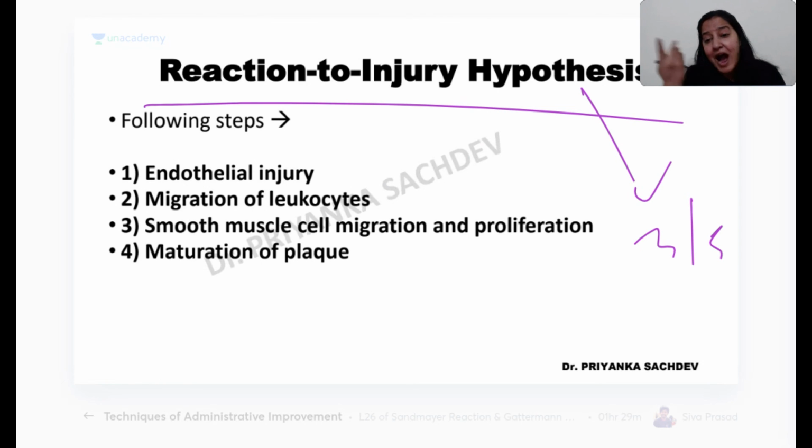What is the reaction to injury hypothesis? How is atherosclerosis formed? Now listen to it like a movie story. I'm telling you the story of a movie. So listen like this. There are 4 steps. What are the 4 steps? I will tell you one by one.